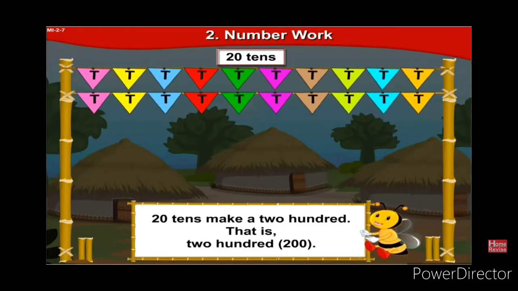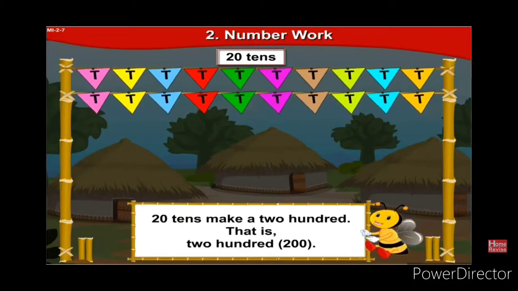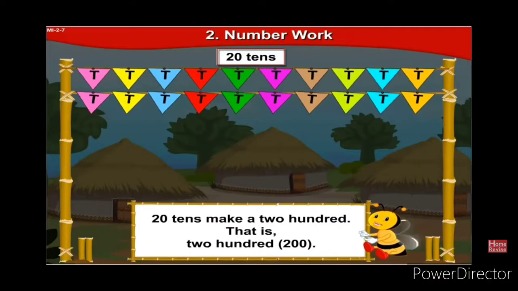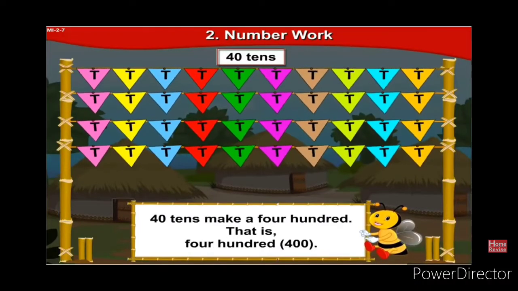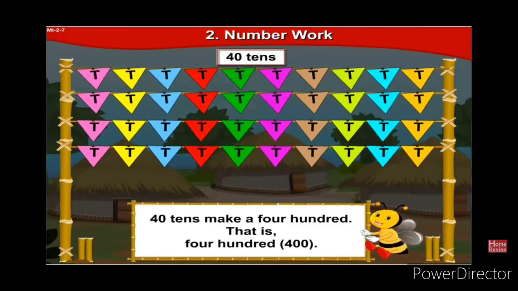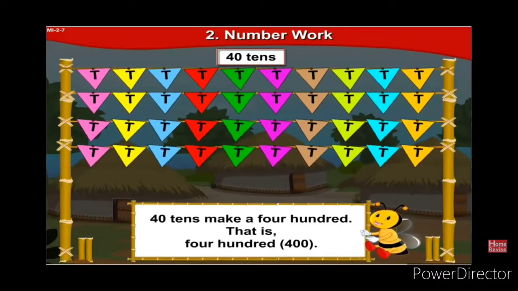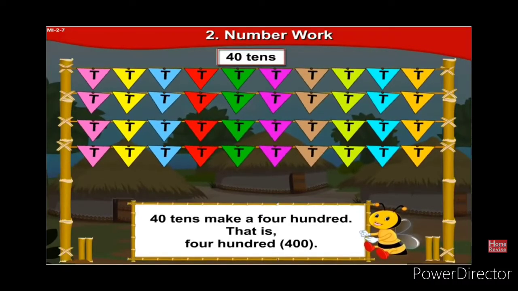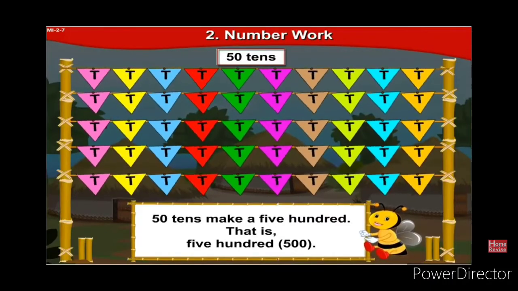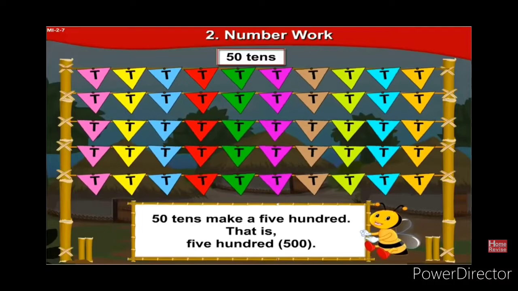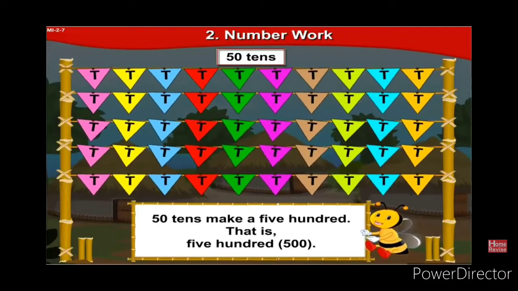20 tens make 200. That is 20 tens, which is 2 hundreds. 40 tens make 400. That is 40 tens, which is 4 hundreds. 50 tens make 500. That is 50 tens, which is 5 hundreds.